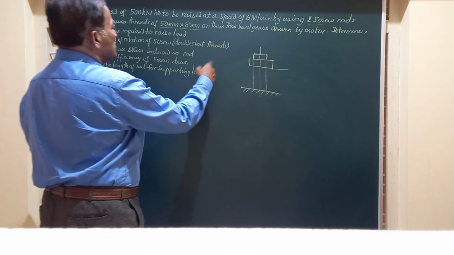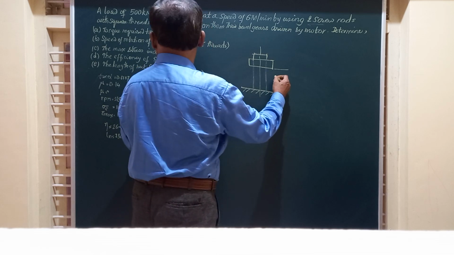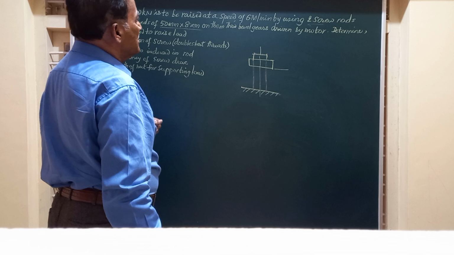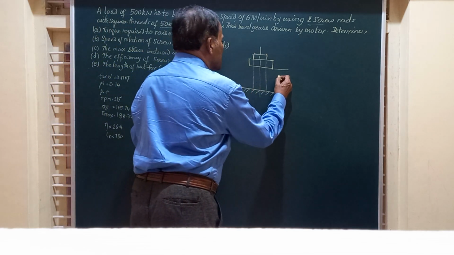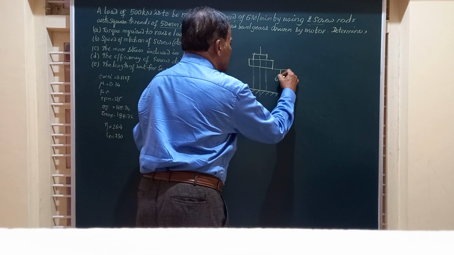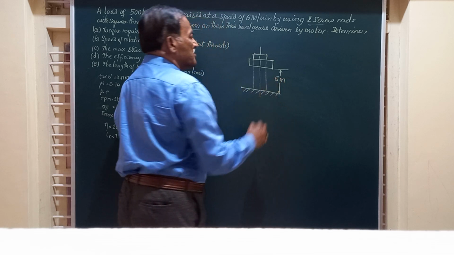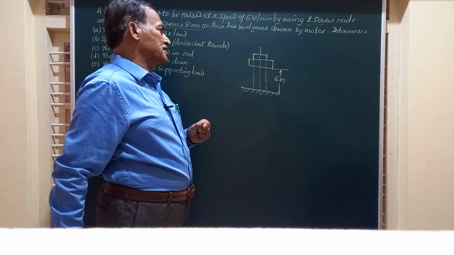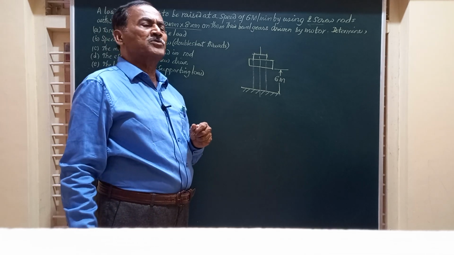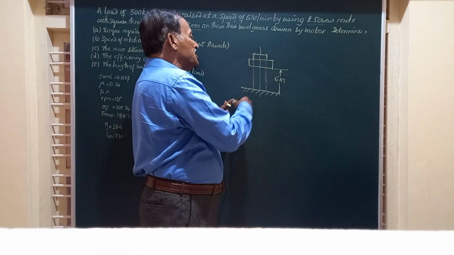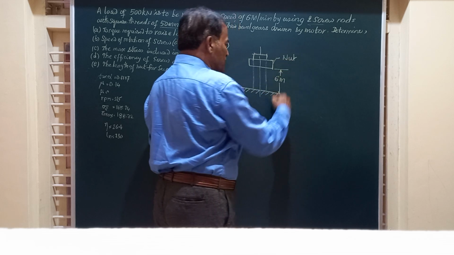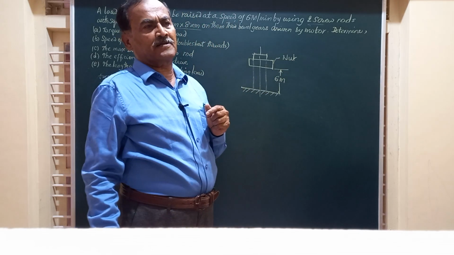So the pitch is given to be like this. So it has to cover a distance of how much? A load is to be raised by 6 meters per minute. So this distance, from here to here, is 6 meters, and it has to be covered in 1 minute. Let's see how many rotations this nut is to be given to pass through this distance of 6 meters.